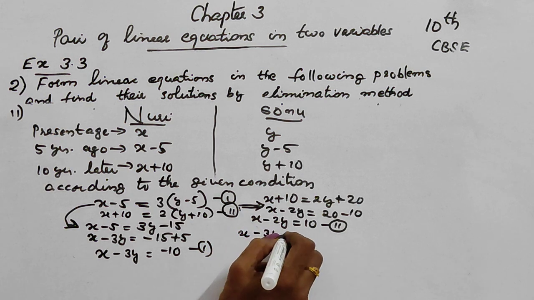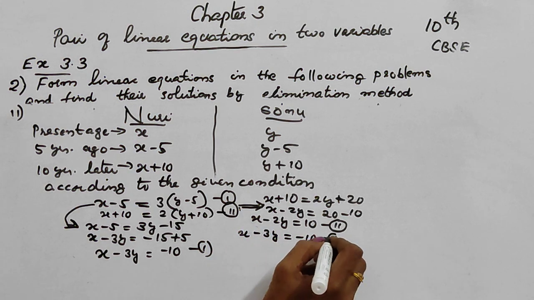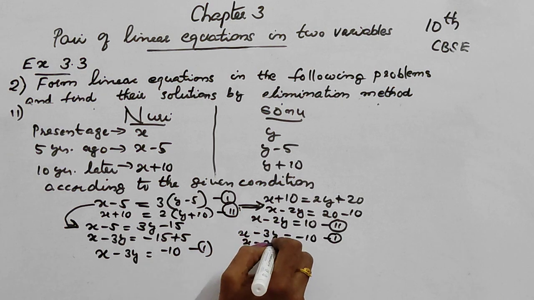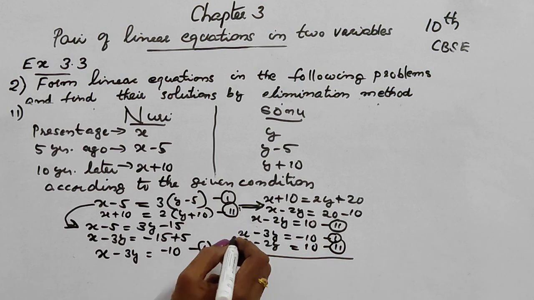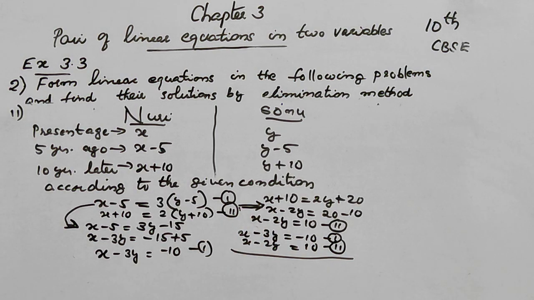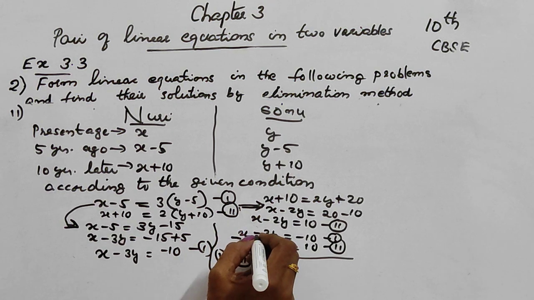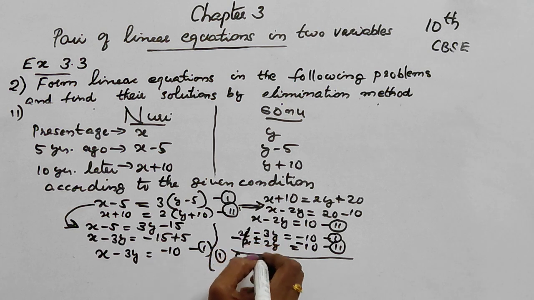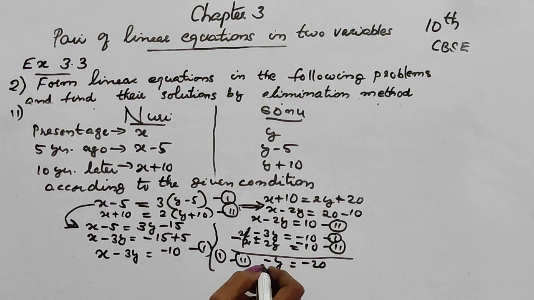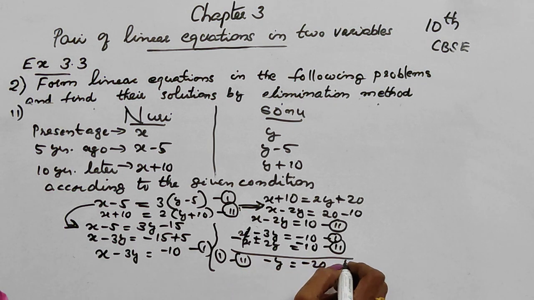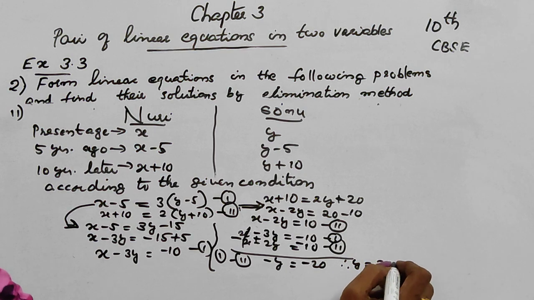x minus 3y equals minus 10, first equation. x minus 2y is equal to 10, second equation. See here the coefficient of x is equal, so we can subtract 1 minus 2. Let's change the sign, minus, plus, minus. This gets cancelled. Minus 3y plus 2y is minus y equals minus 10 minus 10, which is minus 20. Minus y is equal to minus 20. Therefore, y is equal to 20.